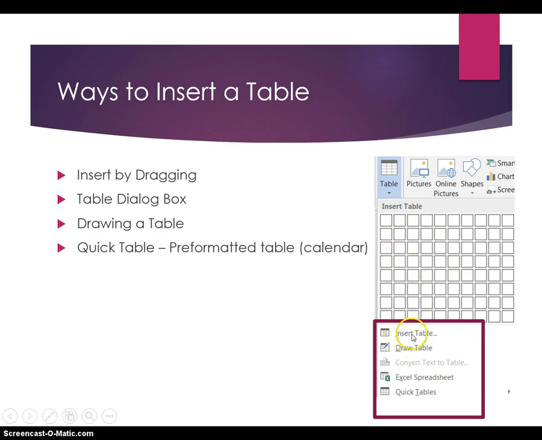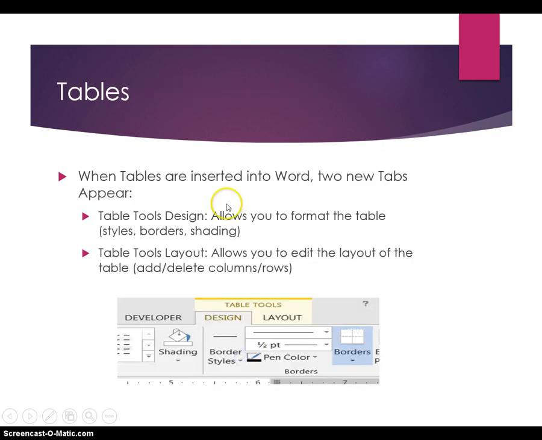You can also go to Insert Table, and you can type in how many rows and columns you want. You can draw your table. You can convert text to a table. You can go to Excel, and you can go to Quick Tables. Quick Tables will shoot out this little arrow over here. It will shoot out other choices for you. They're already pre-formatted for you.